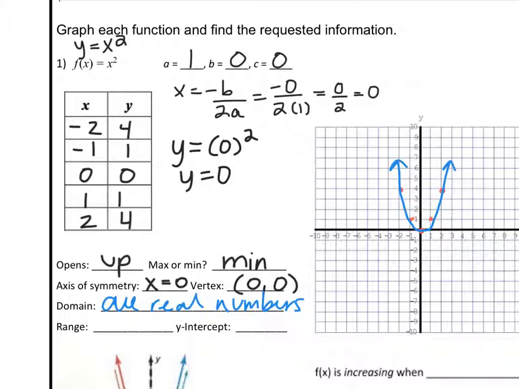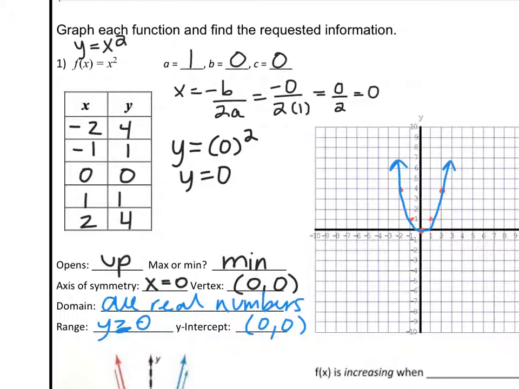The range is where you have to pay attention. Range is from lowest to highest. Where does the range start? 0, and then it keeps going up. So we say y values greater than or equal to 0. It's everything above or equal to 0. And just like yesterday, your y-intercept is your c value. In our case, that's 0. You could look at it on your graph. My y-intercept is clearly 0, 0. Okay, so that's the basic process.